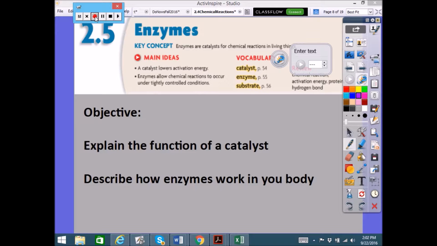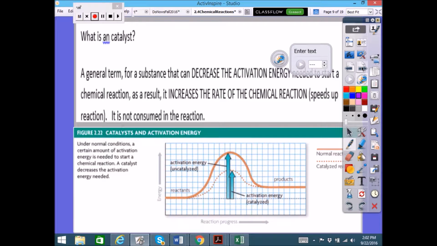Explain the function of a catalyst. That is side conversation when you go back to 0, okay? So we can move through it. Describe how enzymes work in your body. It says you, but your body. All right. So what is a catalyst?